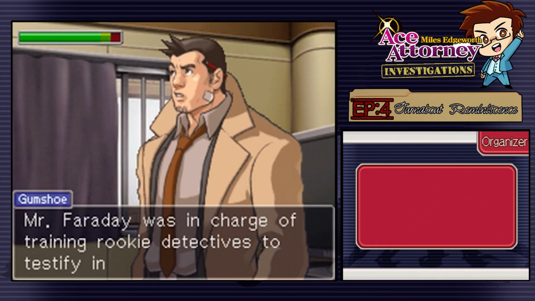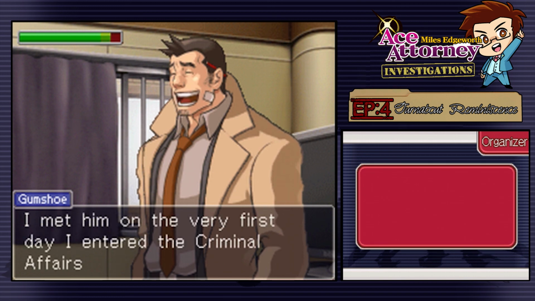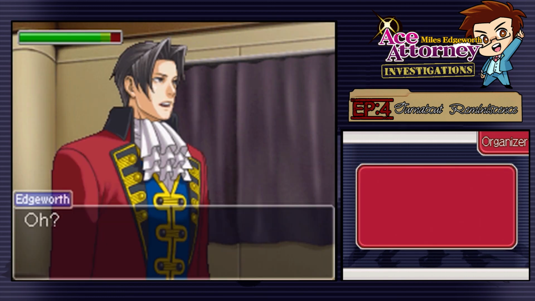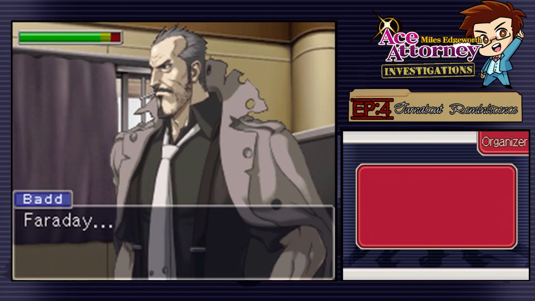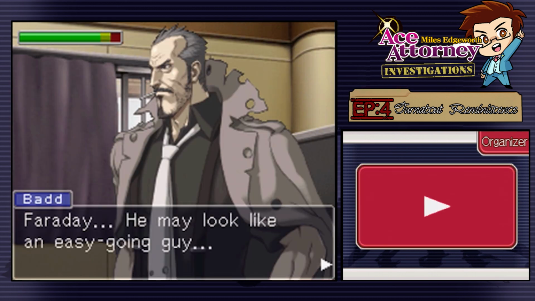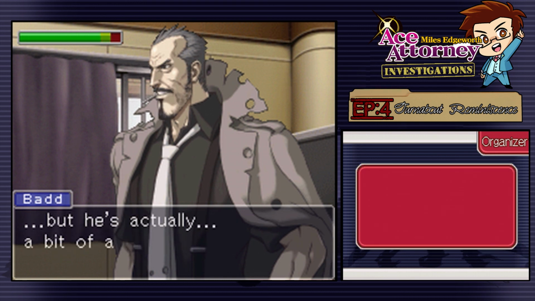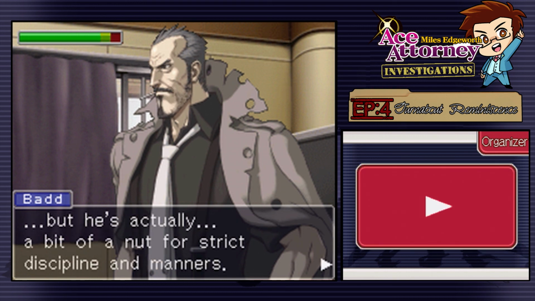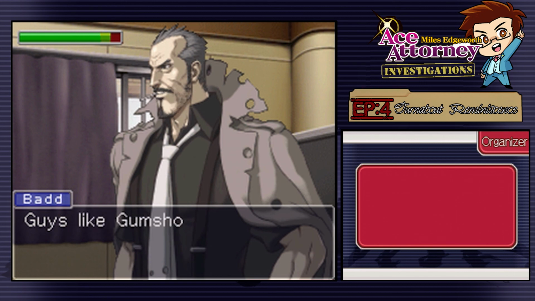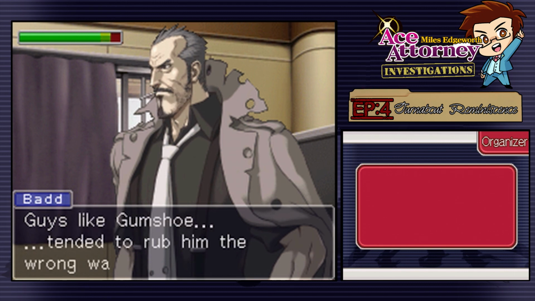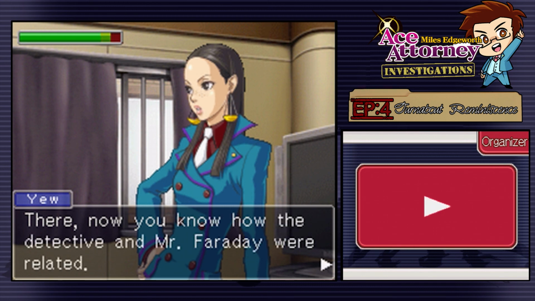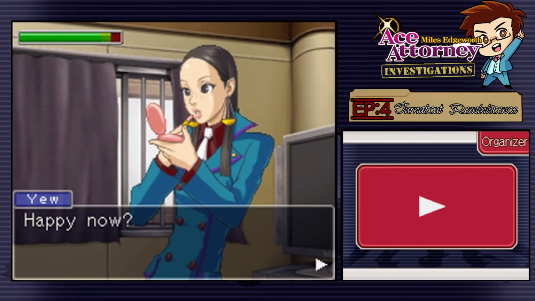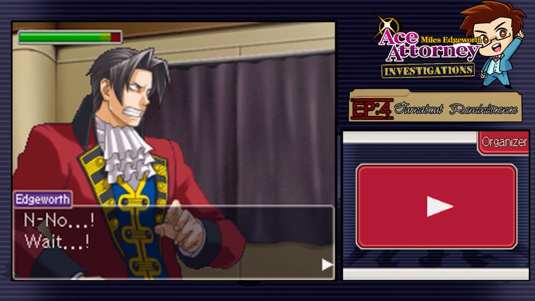Mr. Faraday was in charge of training rookie detectives to testify in trials. I met him on the very first day I entered the criminal affairs department, pal. I had no idea Mr. Faraday was so involved. He may look like an easygoing guy, but he's actually a bit of a nut for strict discipline and manners. Guys like Gumshoe tended to rub him the wrong way. There, now you know how Detective and Mr. Faraday were related. Happy now? No, wait!